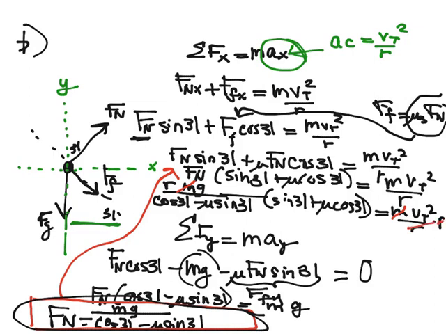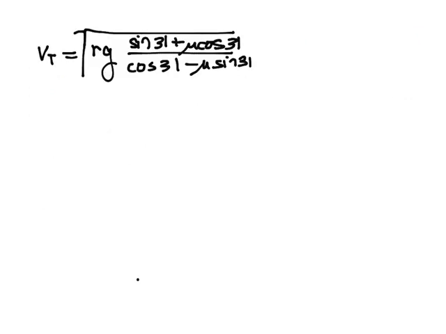And my very next line, I'm going to write on the next page, but you can see that vt will be the square root of rg times all of this, sine 31 plus mu cosine 31 divided by cosine 31 minus mu sine 31. Okay, and at this point we can just plug in numbers and solve for v.